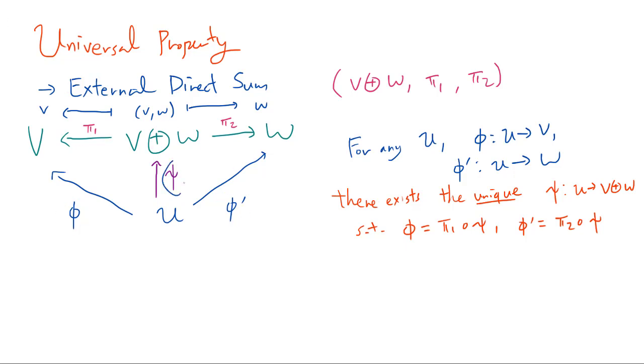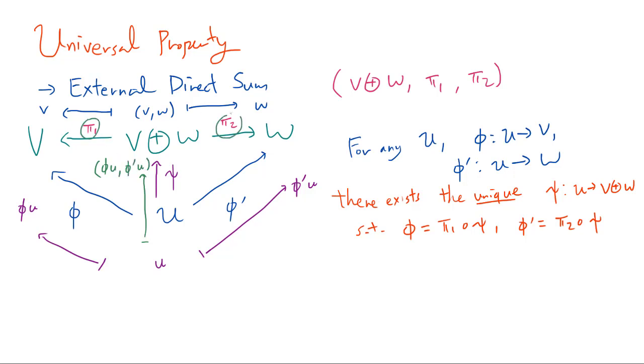What should our psi be? Well, since an element U is being sent to phi of U here, and it's being sent to phi prime of U here, our psi has to be the map that sends U to phi of U, phi prime of U. So that when we compose it with the projection maps, then we are going to exactly get phi of U, and we're going to get phi prime of U. So we see that our original external direct sum actually satisfies everything, so this is good.